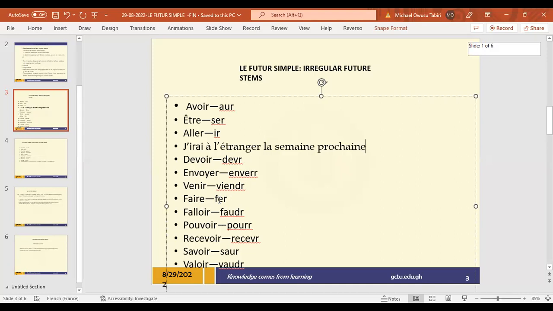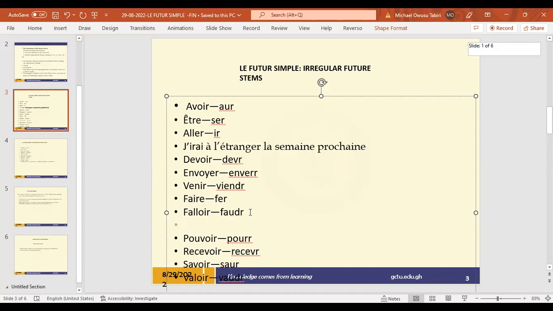Faire, you need to know F-E-R-R. Falloir, F-A-U-D-R. You need to know falloir is like, it's necessary, it's obligatory. We use it to show an obligation. Il faut manger. Il faut danser. Il faudra venir. It's like you would have to come. It's necessary to come. And it's always conjugated in the third person singular. We use the il to conjugate it.